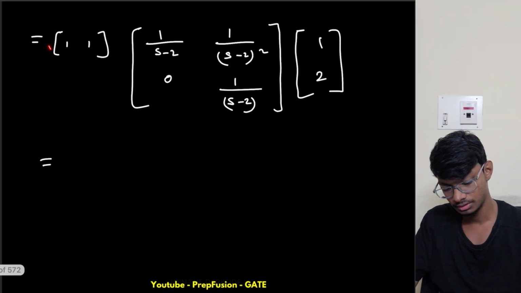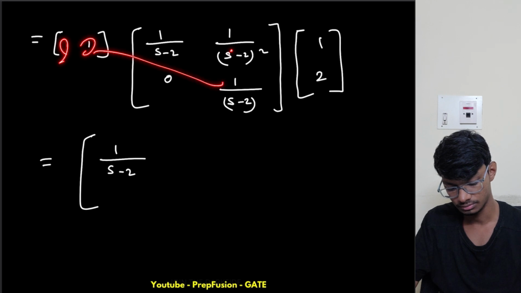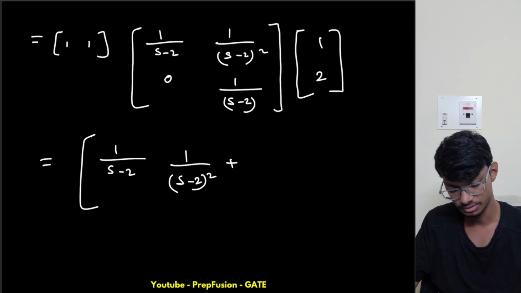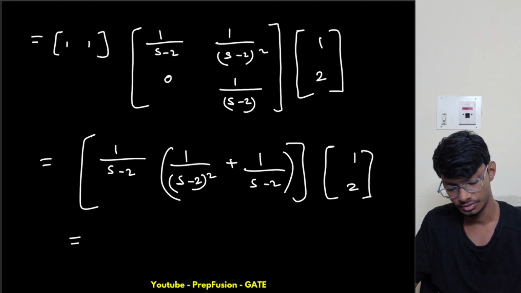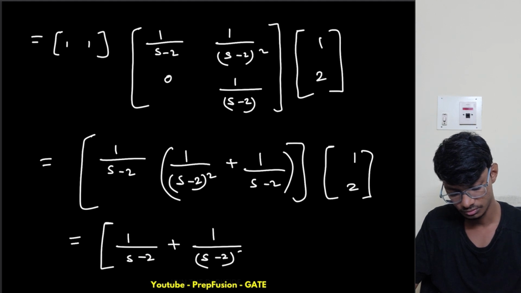So this is simply 1 times 1 and 0, so this is 1 by s minus 2, and this is 1 times this and 1 times this one, so I get 1 minus 2 minus s square, 1 minus s minus 2 s square by 1 minus s minus 2. And this one will be multiplied with 1 comma 2, right? If I multiply with 1 comma 2, I get 1 by s minus 2 plus 1 by s minus 2 whole square plus 1 by s minus 2, okay.